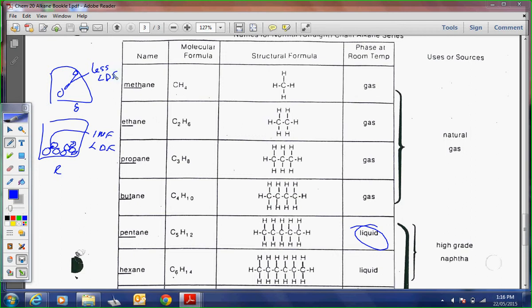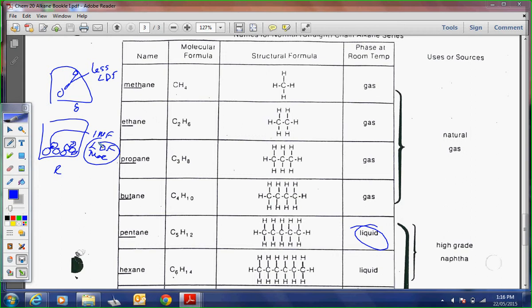Why, Tristan? There's more of them. What do you mean? The London dispersion forces are stronger because there's more dispersion forces between. Okay. Why are there more London dispersion forces? So there's a greater number of carbon atoms. Right. Do you remember what London dispersion forces were? The attractions of the electrons in one attracted to the protons in the other molecule.